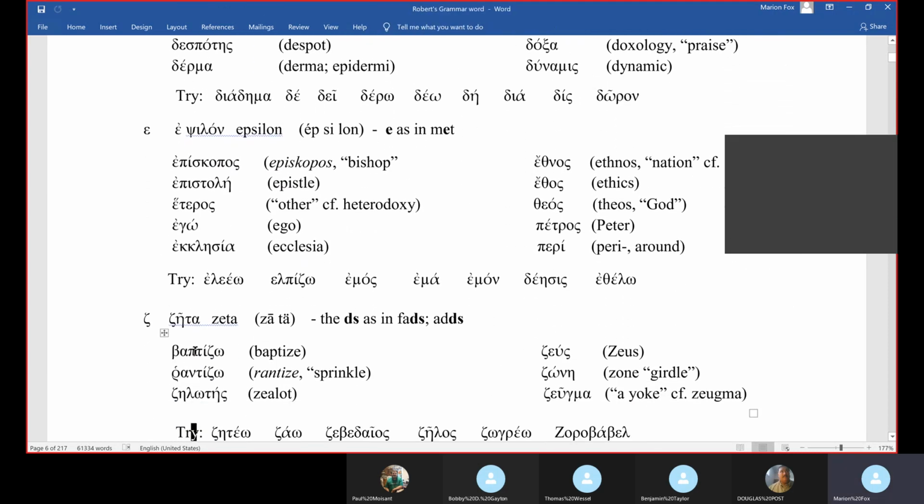So the next one, it's an E as in met, epsilon. Episkopos. And that is scopos, a scope, like a telescope, a microscope, so forth, would be to look. And epi is a preposition for upon. So that is a bishop, an overseer is probably a better translation of it.